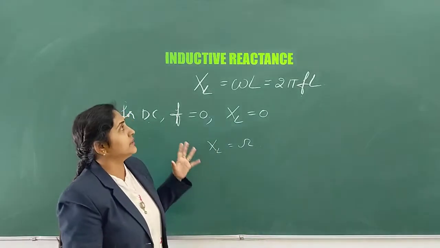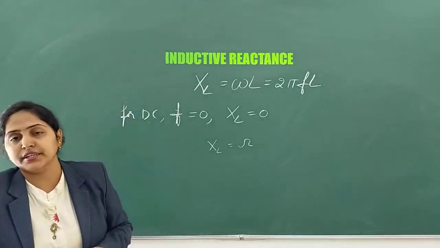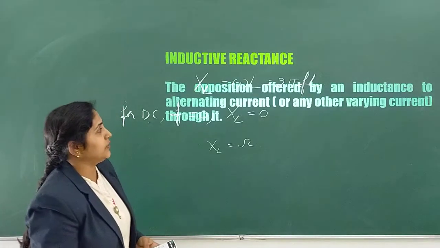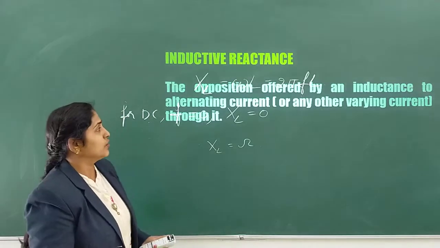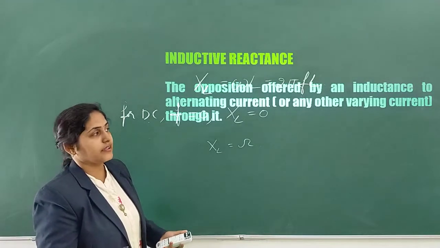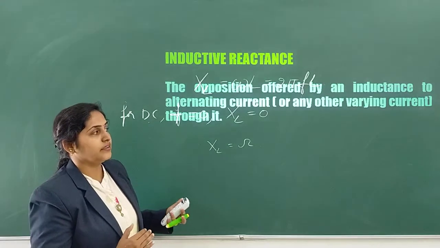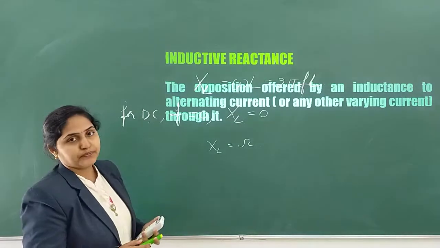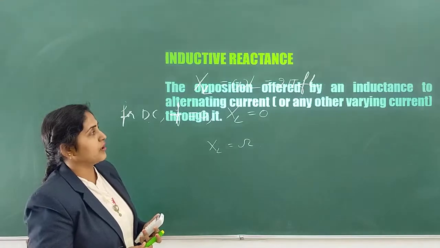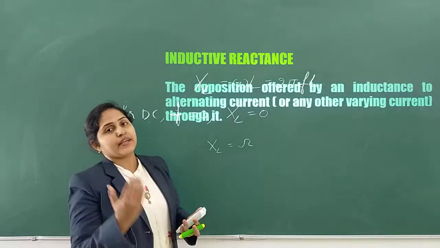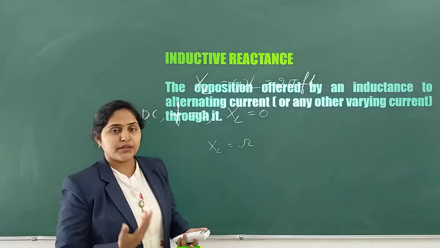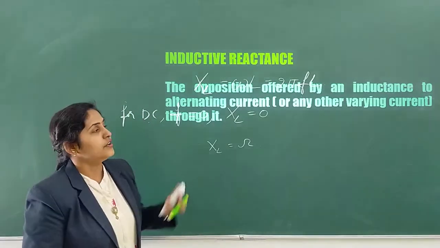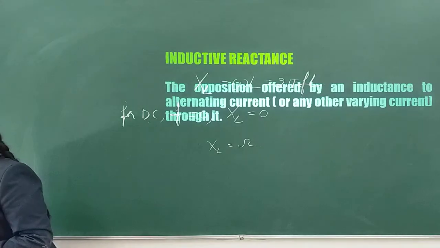So this is about the inductive reactance. Once again, if you want the definition: inductive reactance is the opposition offered by an inductor or inductance to alternating current, or any other varying current through it. It limits the current as the resistor limits the current in the case of a pure resistive circuit. So this is about inductive reactance.